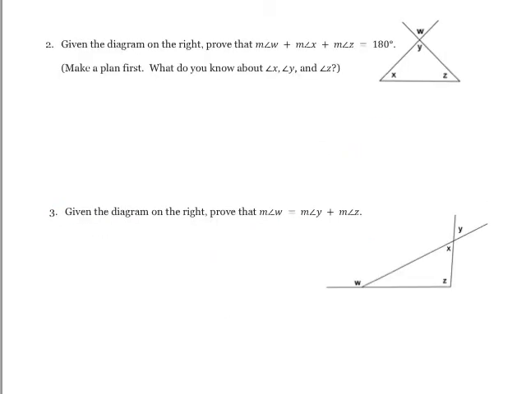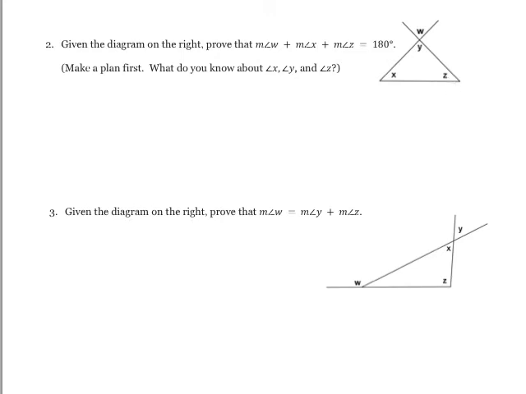So now we're going to use that last theorem about vertical angles being congruent, and we can use that with the sum of the angles in a triangle to prove the next statement. The measure of angle W plus the measure of angle X plus the measure of angle Z adds to 180. So if you look at the diagram, W plus X plus Z adds to 180.